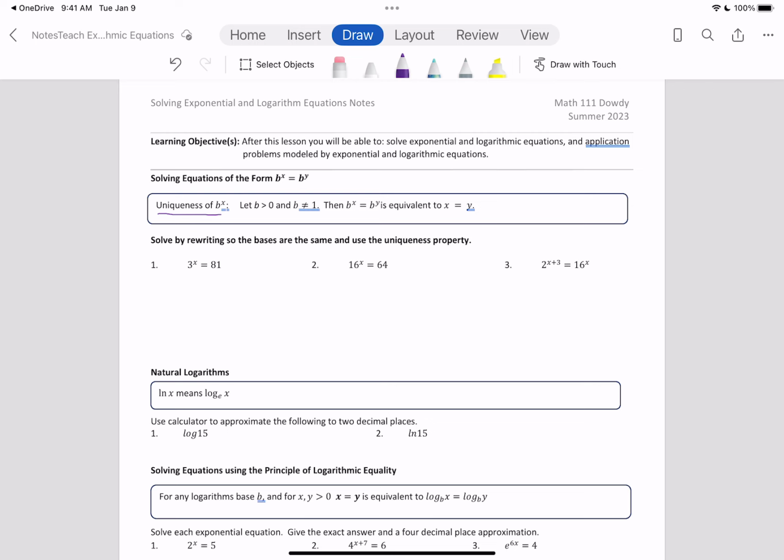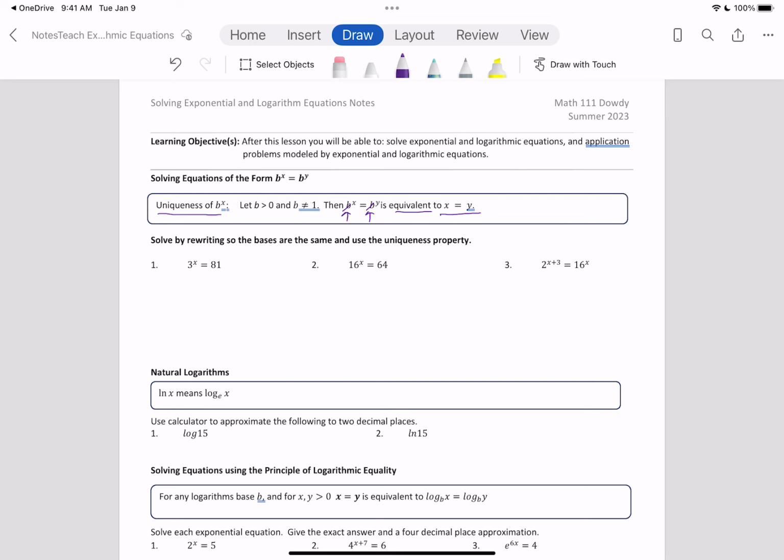So if we have an equation and we have the same base on both sides, then it is equivalent to just dropping those bases and setting x equal to y. Alright, so let's look at a couple of problems.